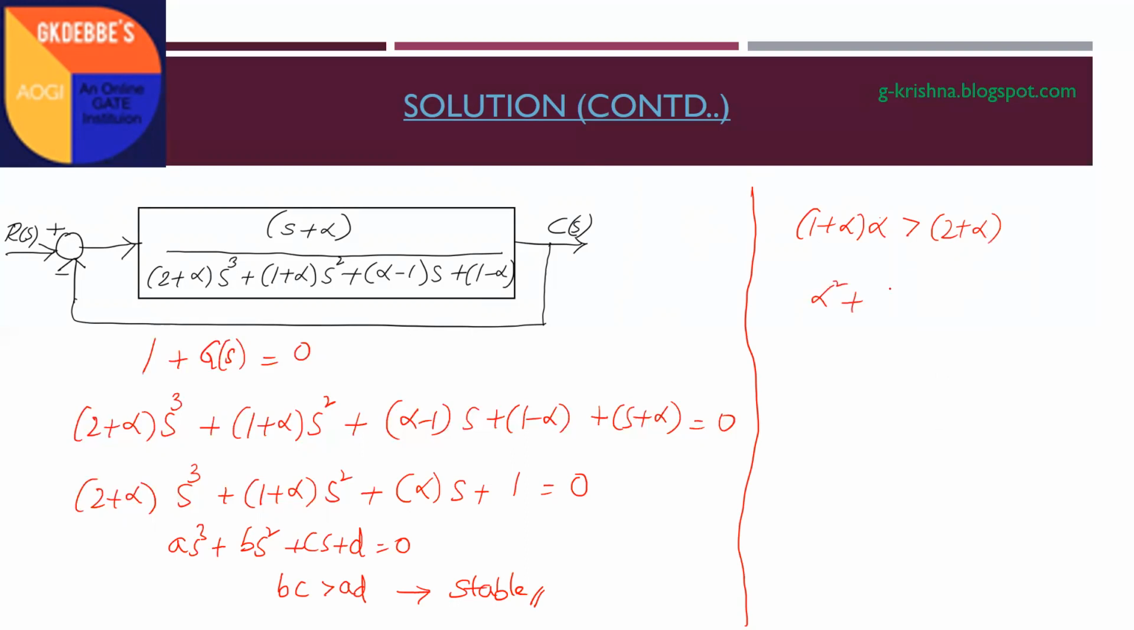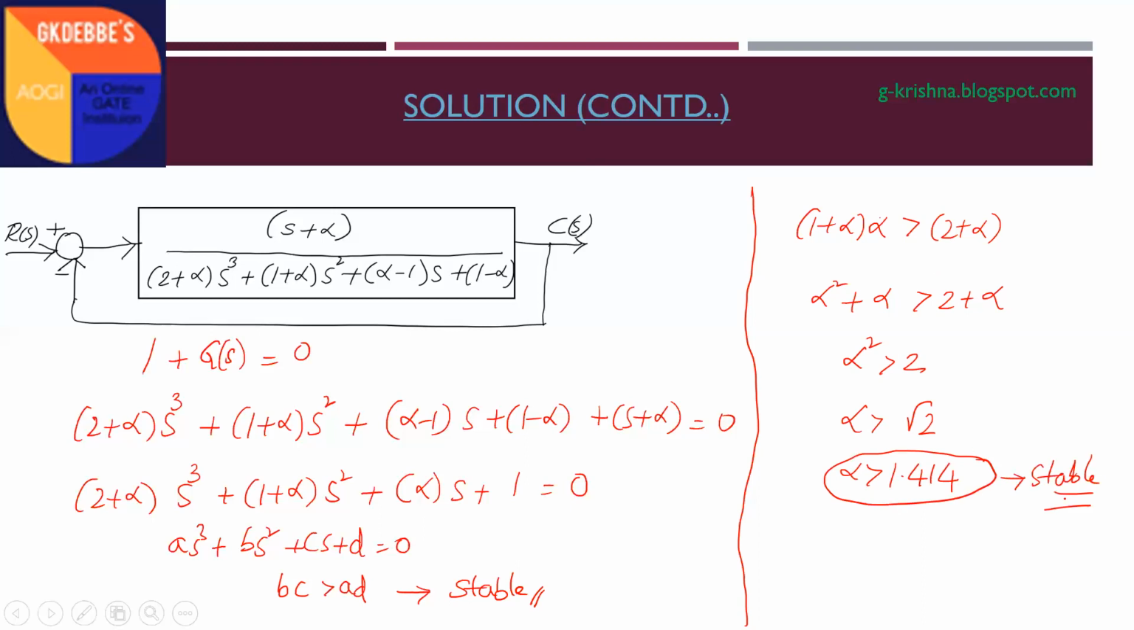For alpha square plus alpha greater than 2 plus alpha, alpha cancels, and you'll get alpha square greater than 2, or alpha greater than root 2, or 1.414. So this is the value of alpha for the closed loop system to be stable. If you select an alpha value greater than 1.414, only then will the closed loop system be stable. And to meet the steady state error less than or equal to 0.05, alpha should be greater than or equal to 1.05.